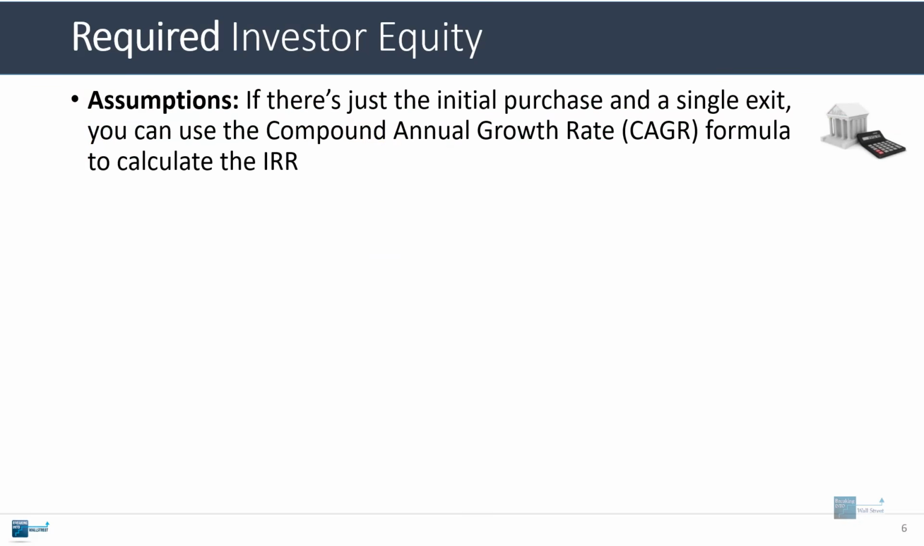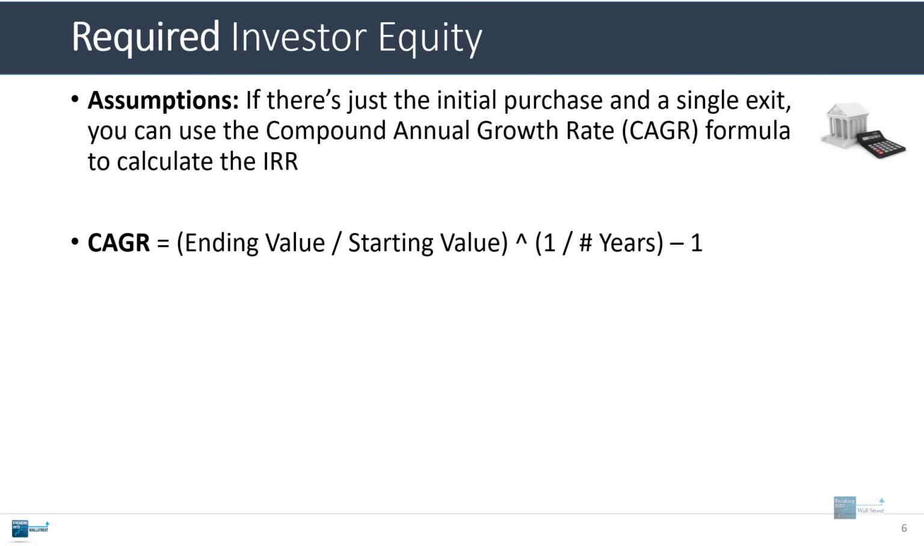And the basic idea is that if you just have an initial purchase and a single exit, you can use the compound annual growth rate or CAGR formula to calculate the IRR, and then you can back into what the upfront price needs to be. So CAGR equals the ending value divided by the starting value raised to the power of 1 divided by the number of years, minus 1. So if the ending value is 200, the starting value is 50, it's 200 divided by 50, and if it's over 5 years, it's raised to the power of 1 divided by 5, and then you subtract 1 from the end of all that.